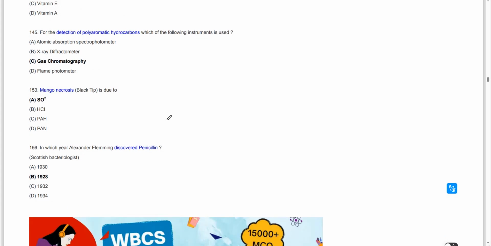Moving on to the next question. For the detection of polyaromatic hydrocarbons, which of the following instruments is used? Gas chromatography is the one which is used. For the detection of polyaromatic hydrocarbons, gas chromatography is used.